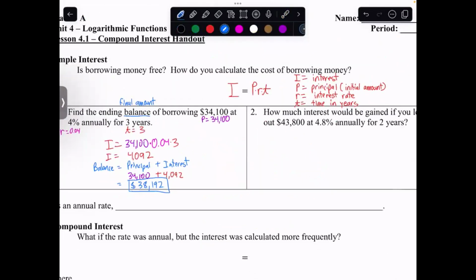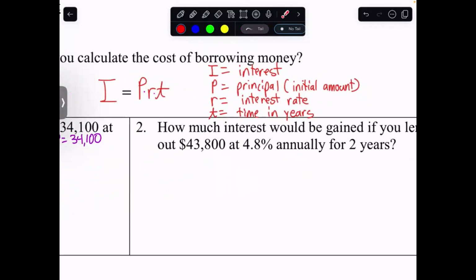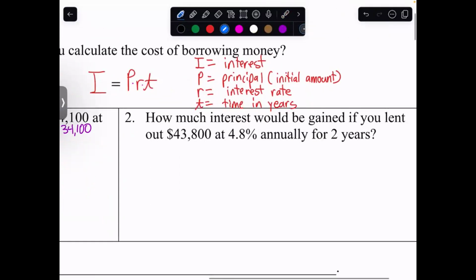Okay, so go and take a minute and see if you can do problem 2 without me doing it first. Okay, so again, read carefully, make sure you see what is being asked for. Okay, so for this one, the starting amount is $43,800, so that's your principal.